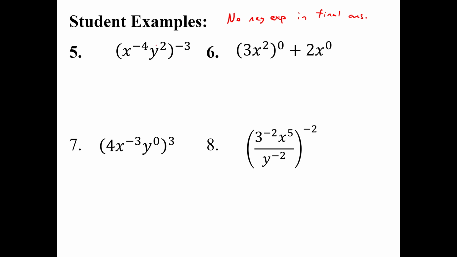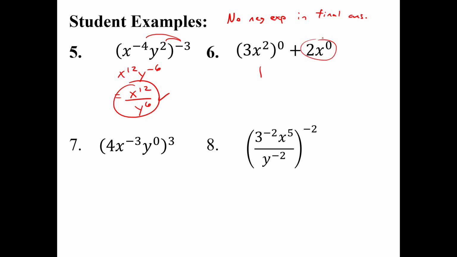All right, for number 5, distributing gives me x to the 12, y to the negative 6, and cleaning it up, bringing the y to the bottom. Okay, number 6, anything to the 0 power is 1. So this whole thing is just 1.